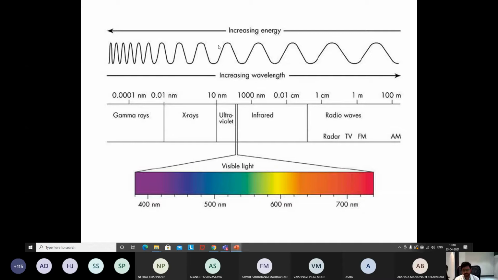So this is the wavelength between two waves. The distance between two waves is called the wavelength. When wavelength increases, energy decreases. When wavelength decreases, energy increases. These are inversely proportional to each other.